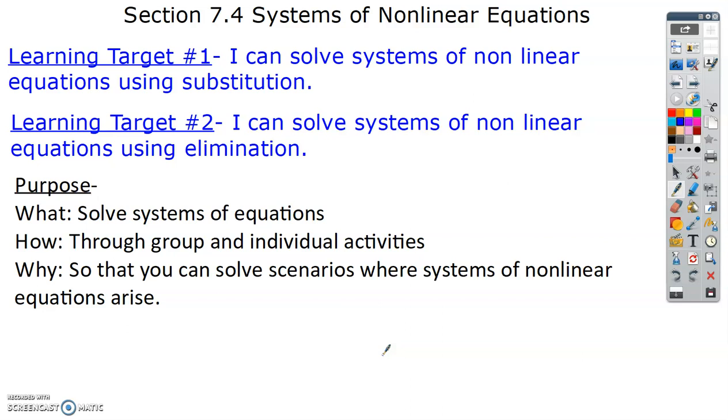All right, here we are for section 7.4. You can tell we're going a little bit out of order here. It just flows more nicely. So this is on systems of nonlinear equations.